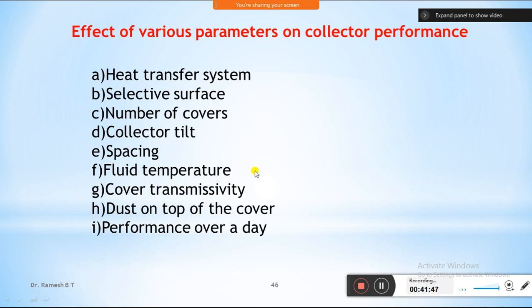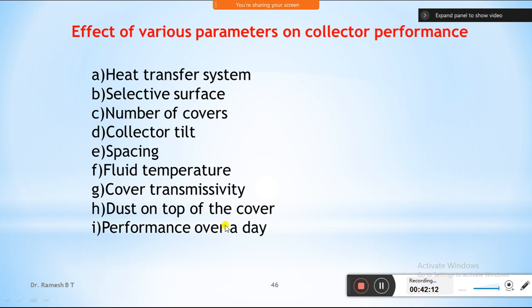If the fluid has some temperature, it easily absorbs the energy, so a small amount of energy is enough to attain the required higher temperature. Cover transmittivity: if the cover transmittivity is good, we can transmit maximum radiation to the absorber plate. And dust on the cover means the cover should be very clean. If there is dust, the transmittivity decreases. If it is clean, it will increase the transmittivity.